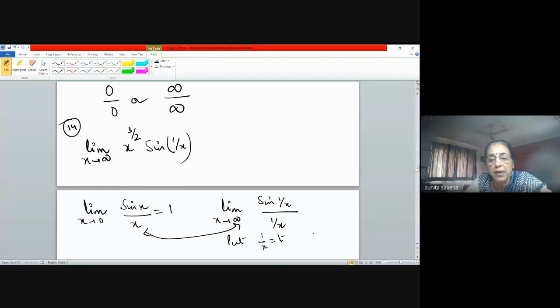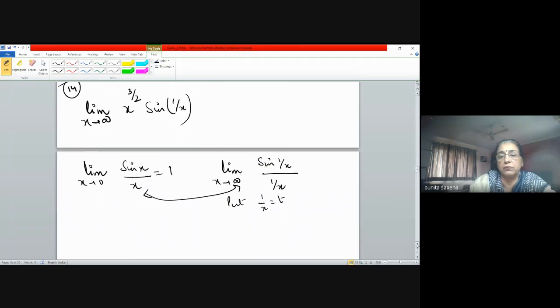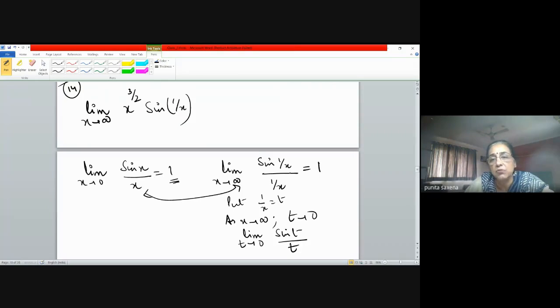The moment you put 1 by x equal to t, as x approaches infinity, where does t go? 0. So as x approaches infinity, my t is going to approach 0. And my function now becomes limit t tending to 0 sine t upon t, which I know is 1. We proved it today itself. So that means even this is 1. So whether I have sine x by x as x approaching 0, or sine 1 by x upon 1 by x as x approaches infinity, they are 1. So the moment you get functions where there is sine 1 by x and x is approaching infinity, we try to reduce this function so that we can use this result. Are you getting my point?